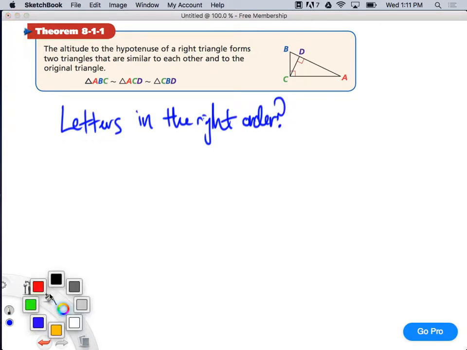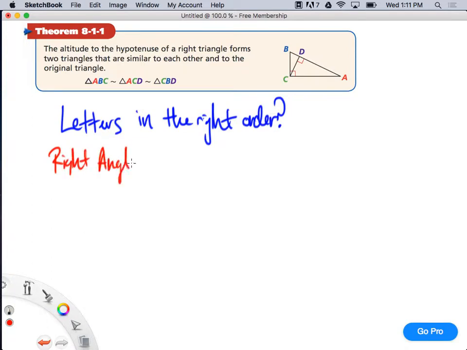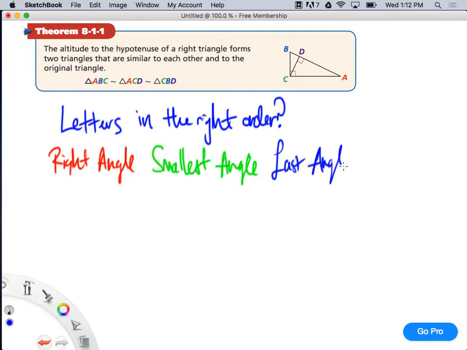Well, I start with the right angle, then I do the smallest angle, and then the last angle. What do I mean by that? I'll explain. I could do it in any order I want, as long as I'm consistent. But I've determined that the best way to do this is the way I'm going to show you. I have to make sure that I'm talking about the same angles in the same order.